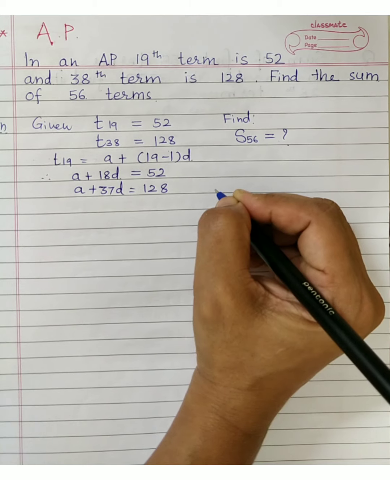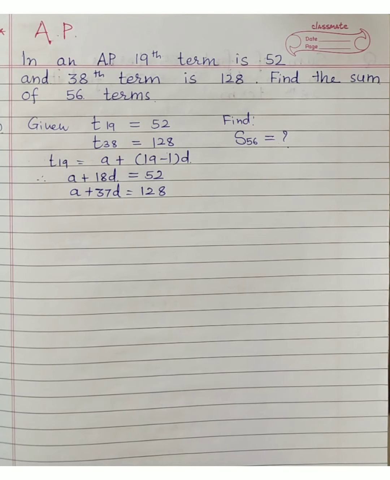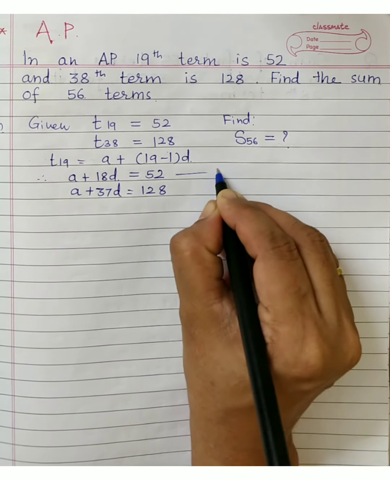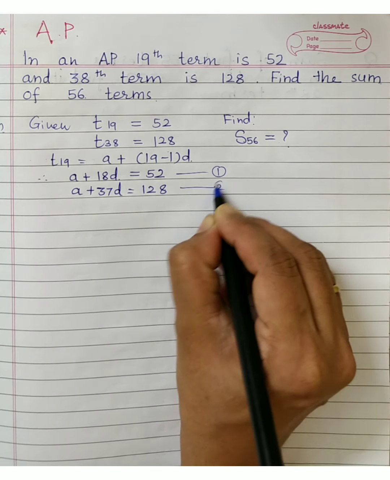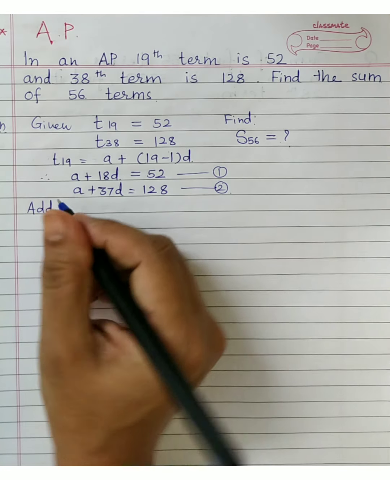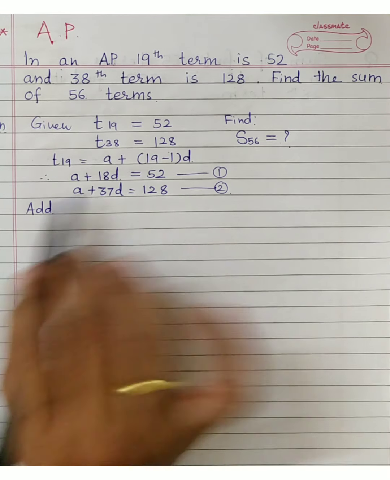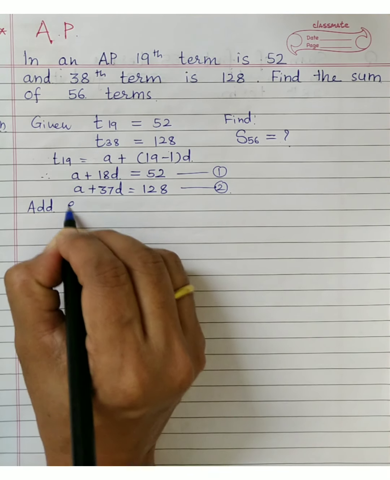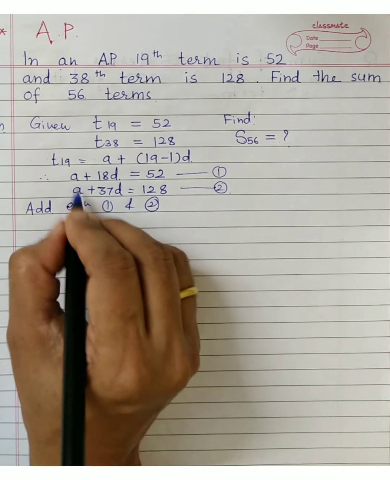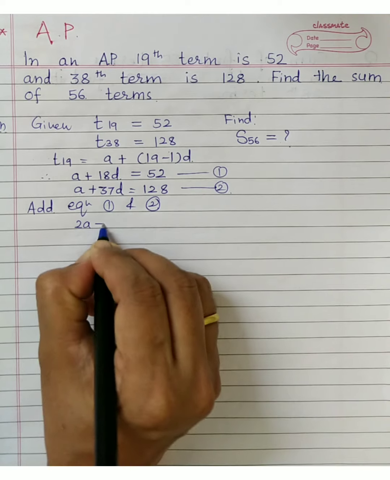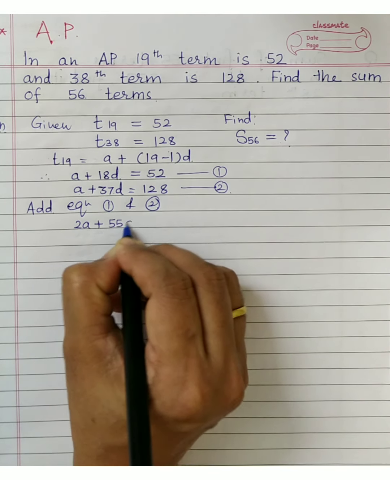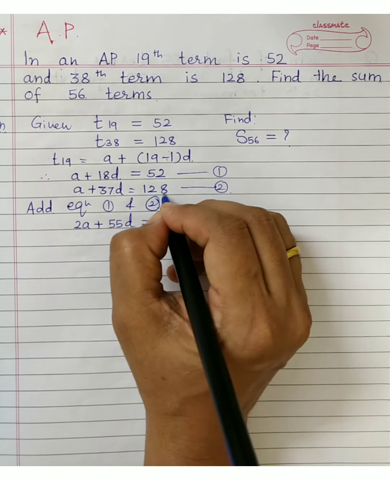How do you proceed now? Okay, so you have obtained two equations here. Let's name them 1 and 2. Now, by elimination I could have found the value of D, but just see. If I add equations 1 and 2, what do I get? A plus A, 2A, right? 18 plus 37, what is that? 55D is equal to 180.